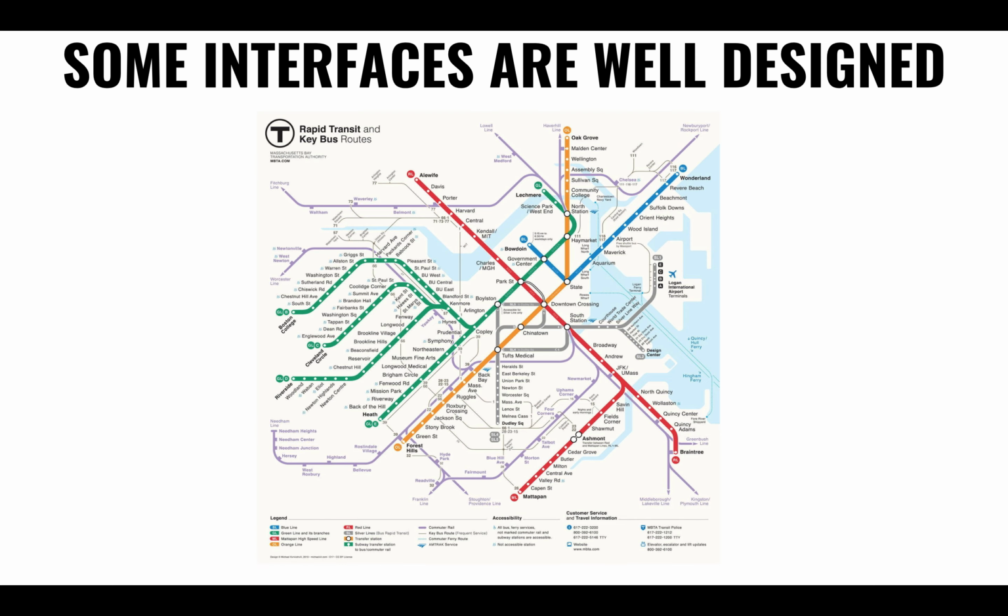Some interfaces are fairly well designed. They capture the right level of abstraction, filtering out all the noise and all the details that we don't care about, and only capturing the essence of what we need. We don't really need to know that these are not really straight lines, right? That they wiggle in and out, and same thing with the green line. It just captures the abstraction that it goes one way or the other, and that's all we really need to know.